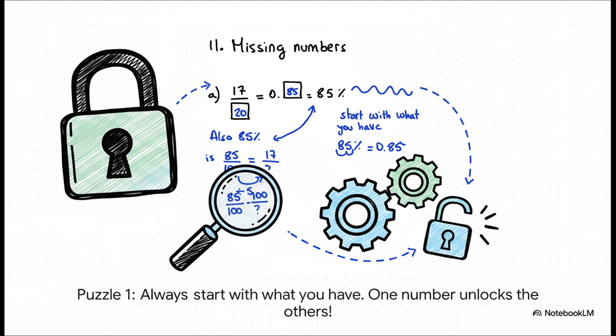Easy. And we can write 85 over 100, then simplify it by dividing the top and bottom by 5 to get our fraction, 17/20. See? Once you know one, you can unlock the other two.